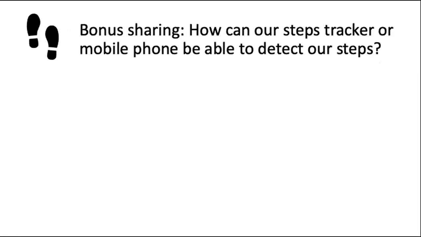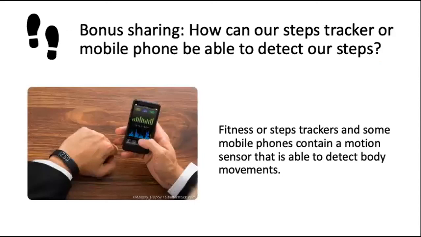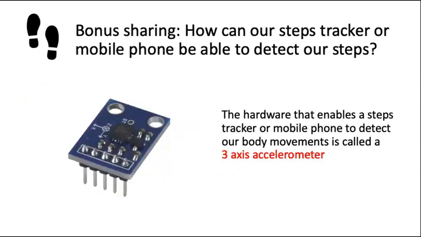So I think we'll come towards the end of this sharing. Just a bonus: how can our steps tracker or our mobile phone detect our steps? It's not that they're watching us or anything. It actually contains a motion sensor that can detect body movements. So please don't cheat. Really try and walk or brisk walk, and that's where this hardware enables the tracker or our mobile phones.